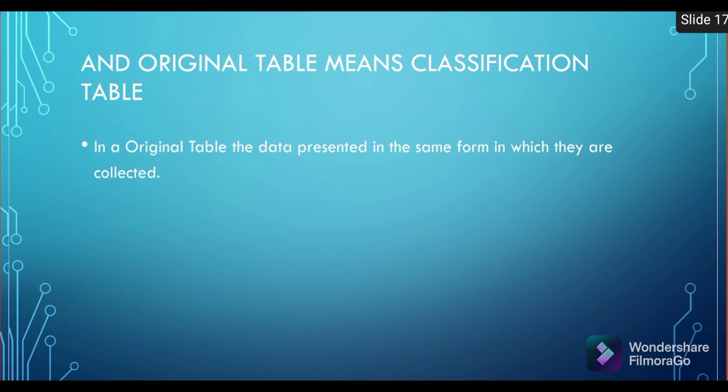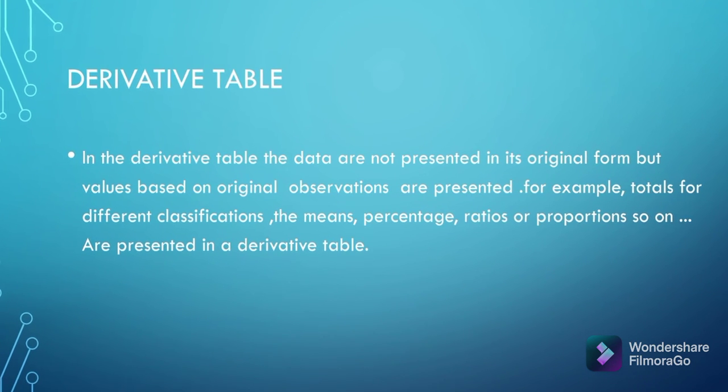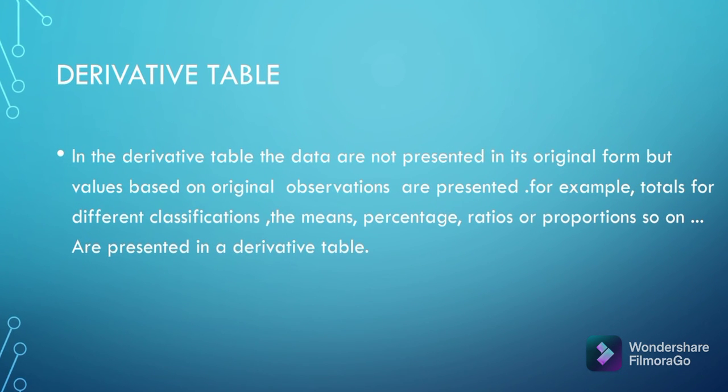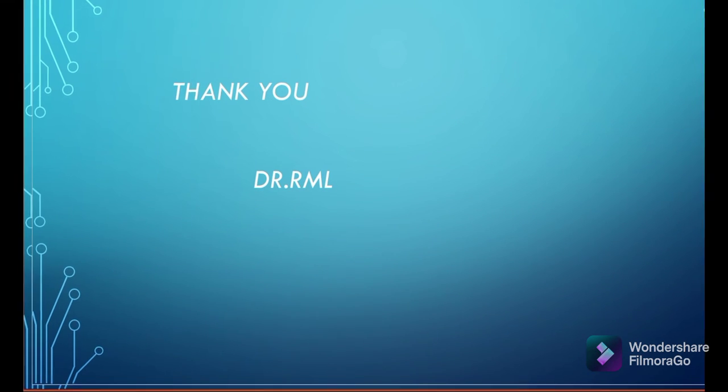Original table or classification table. In an original table, the data are presented in the same form in which they are collected. Derivative table. In a derivative table, the data are not presented in their original form, but values based on original observations are presented. For instance, totals for different classifications, the means, percentages, ratios, or proportions, etc., are presented in a derivative table. Thank you.